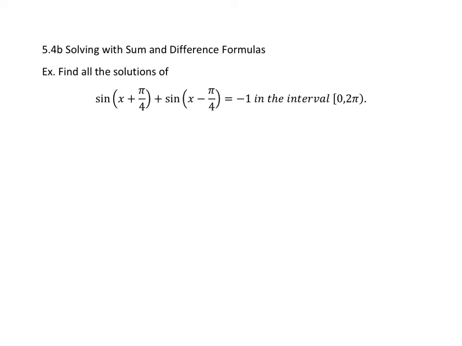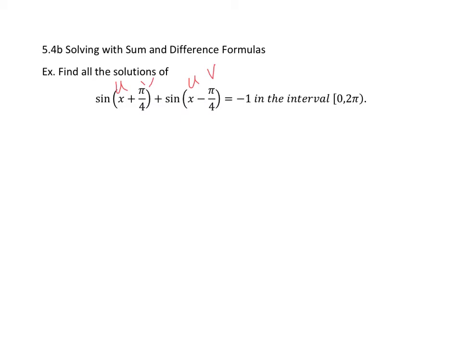Second half of 5.4, we're going to solve with some sum and difference formulas. Okay, find all solutions over the interval 0 to 2 pi. We're going to separate this out just like u and v, u and v. It's going to become a very big expression before it becomes smaller.